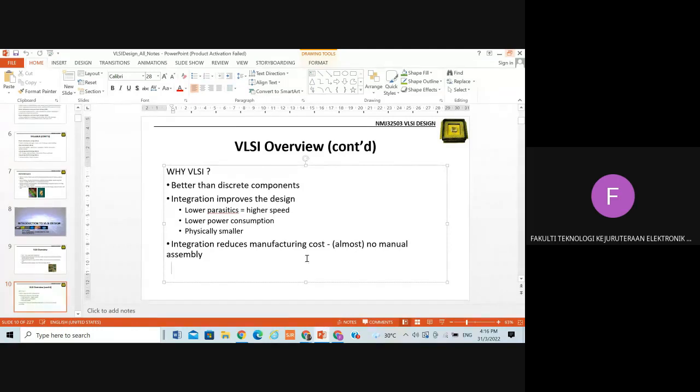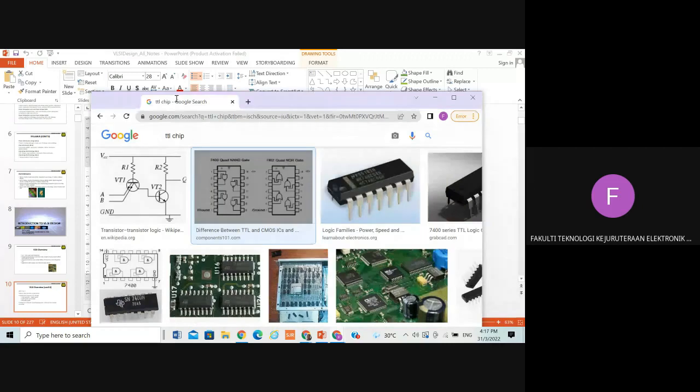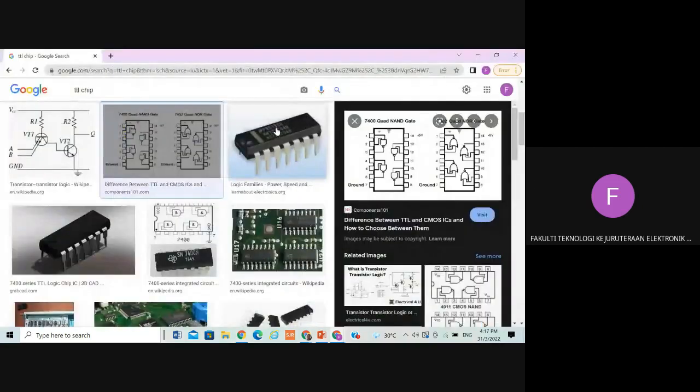There is no manual assembly, unlike discrete components, as I mentioned, the TTL chip like this one. When I was an undergraduate student, I used this one. During that time, there was no sophisticated software like Synopsys, and even Quartus, I think, was not available yet. So we did manual assembly, just to do a simple operation, for example an adder. We had discrete chips like this one to implement an adder.